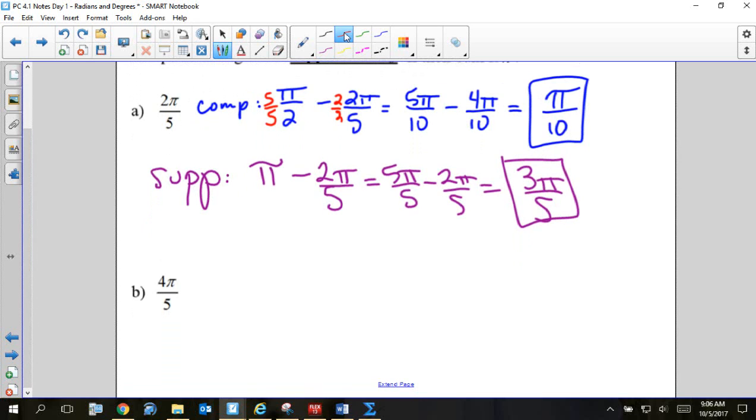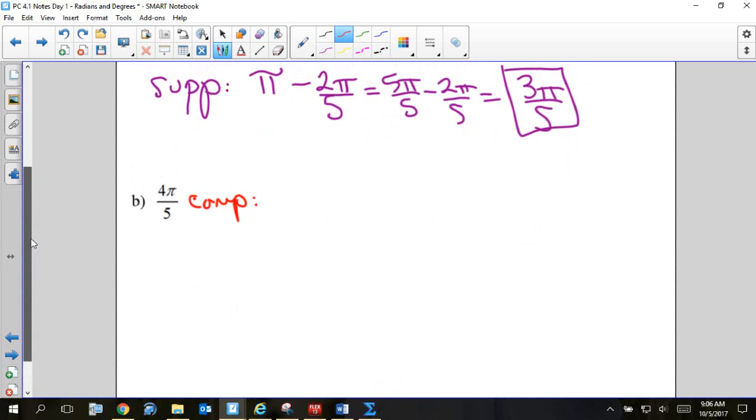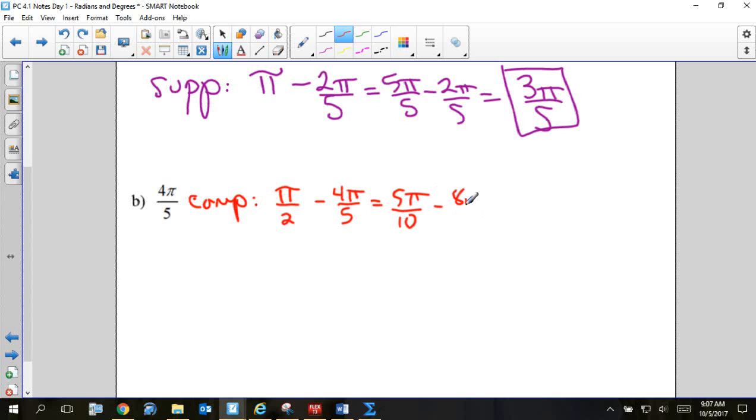So the next example, the complementary, what do we start with? Complementary angles add up to be what amount? Pi over 2. So we're going to start with pi over 2. We're going to subtract 4 pi over 5. We need a common denominator, so I'm going to make them 10. So I have 5 pi over 10 minus 8 pi over 10. I get negative 3 pi over 10.